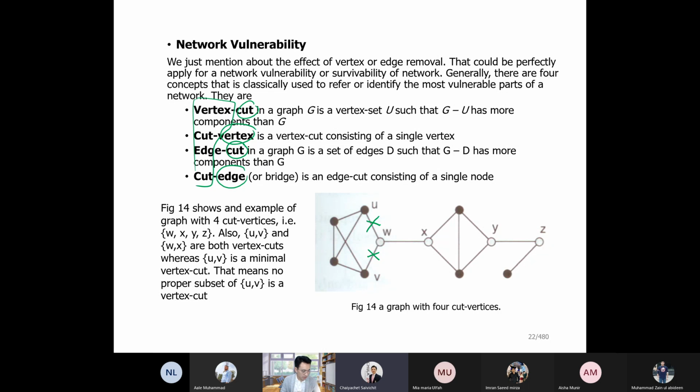What about cut edge? Do you find a cut edge here? WX. How many cut edges do we have in this one? Let's try to give labels to all of them. How many cut edges do you find?